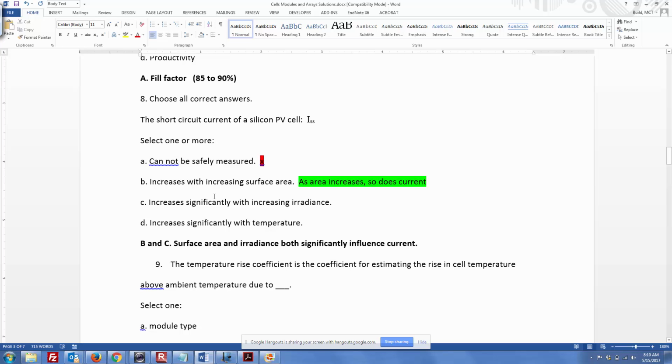Okay. "Increases significantly with increasing irradiance." Yeah, it does. As sunlight increases, so does current. So that's good.